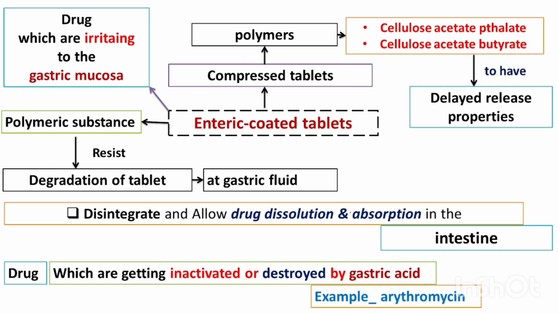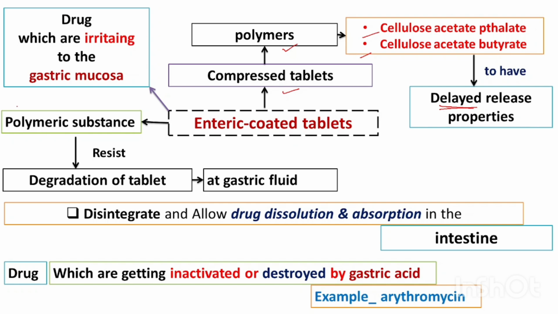Next one is the enteric coated tablet. These are compressed tablets, but here we use polymers, for example, cellulose acetate phthalate and cellulose acetate butyrate. We have a delayed release property. So why do we do the enteric coating? Here we can achieve the delayed release of the tablet, meaning we need to get the pharmacological action for a prolonged period of time. So it will slowly disintegrate and be absorbed into the systemic circulation. So we can achieve the delayed release of the tablet, right?